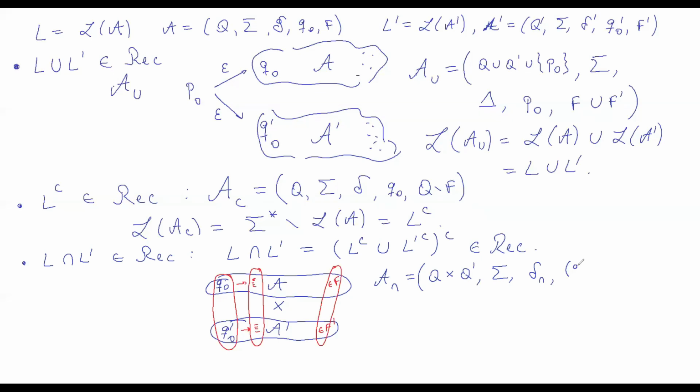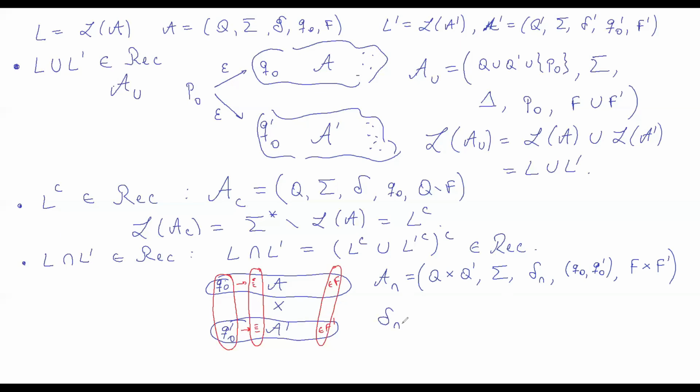And the initial state for this automaton is going to be the pair of Q0 and Q0 prime. So as I said, we start in the initial states of the two automata. And as the final states, I'm going to take F times F prime. So I really have to end in a pair of states, one final in the first automaton and the other one final in the second automaton. So the only thing that requires explanation is this: how do you define this delta intersect?